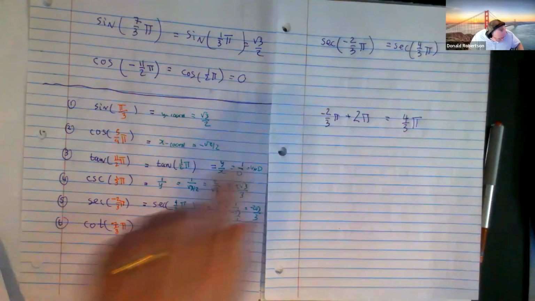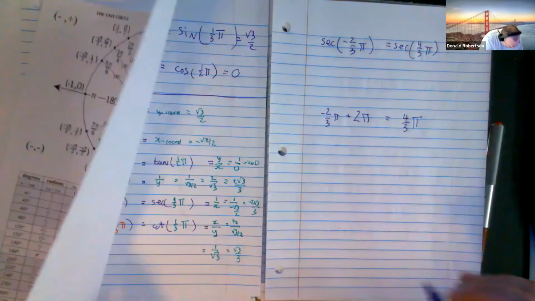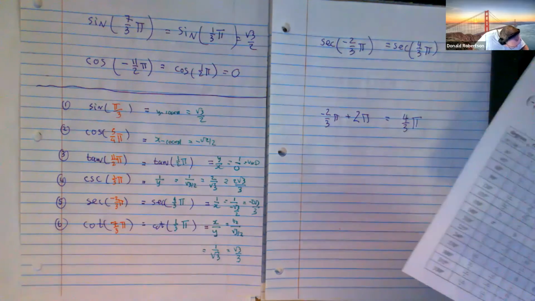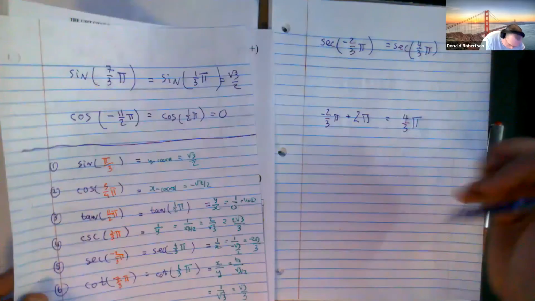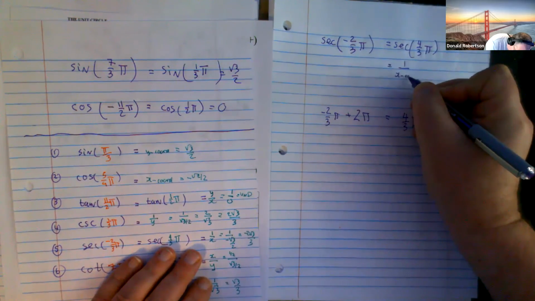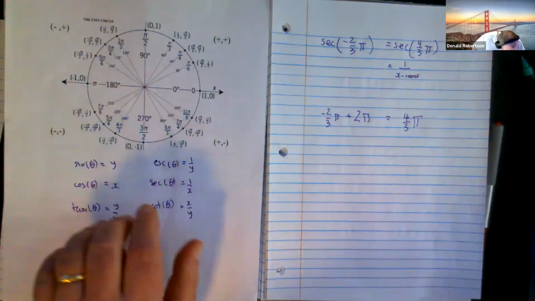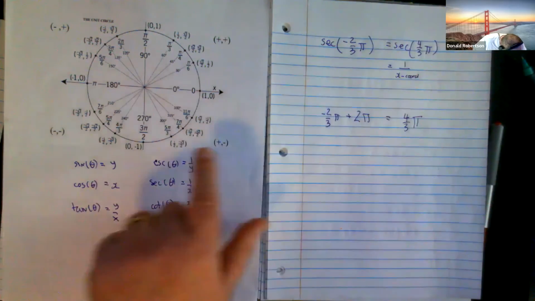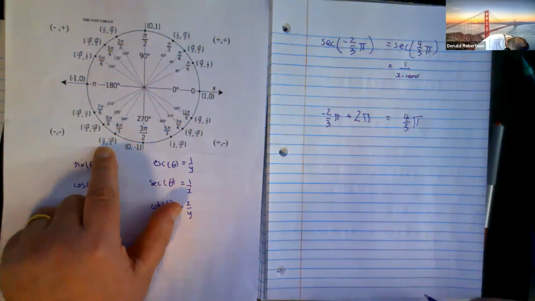And I need that because I need an angle that's in here. Now the ratio for a secant is, where did I put my secant? It's down here somewhere. Here it is. The ratio for my secant is 1 over the x coordinate. So it's going to be 1 over the x coordinate. Now I can use this guy and I can find 4/3 pi, which is here.